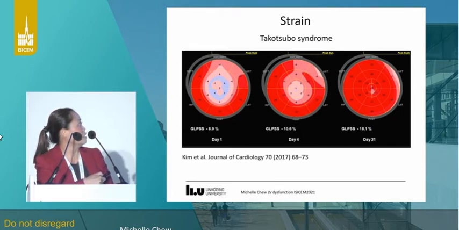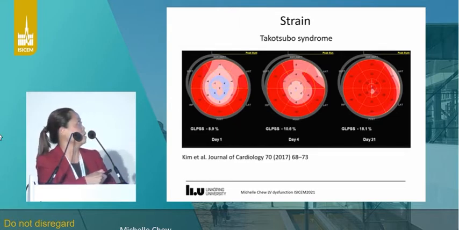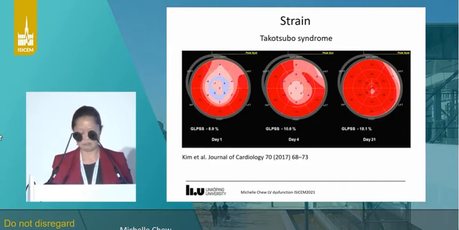This is a patient with Takotsubo syndrome triggered by an emotional cause. With these 17-segment bullseye plots, you will see the strain measurements. The more negative the number, the better the contractility, so it's the opposite to what you might think. The red is normal contractility, and the blue is poor contractility. This is day 1, and you will see very poor contractility at the apical and surrounding segments. By day 4, it had recovered. By day 21, complete recovery.